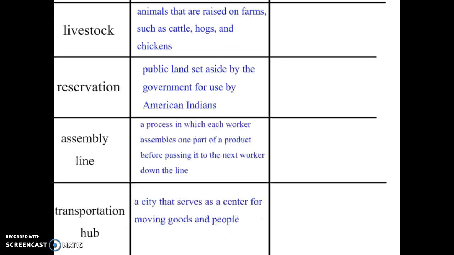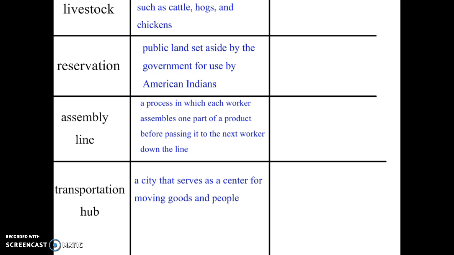And then last for this side is transportation hub. A lot of root words in there. A city that serves as a center for moving goods and people. And I think Chicago may have been the example that they used in your text. Okay, so these are the definitions for 8. You need to go ahead and do pictures, and then I'm going to pause to show you the words for 9 for the back of the sheet.